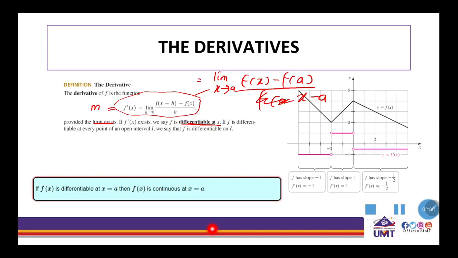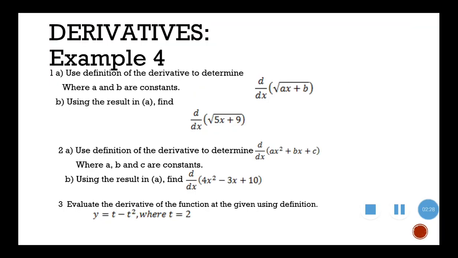So from this graph, it says here that f has slope at -1. Slope is equal to m. So the differentiate value is -1. Same as this. Slope means m. m means f prime x. Okay, it is also similar for all three values here. Now let's look at example 1.